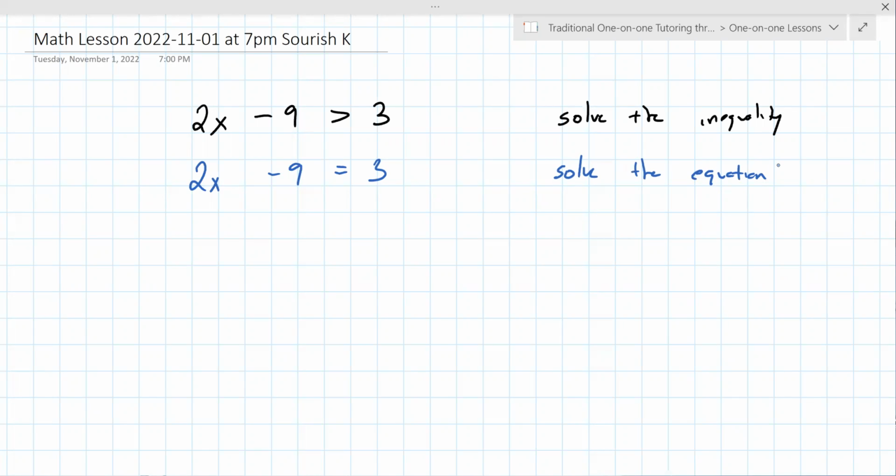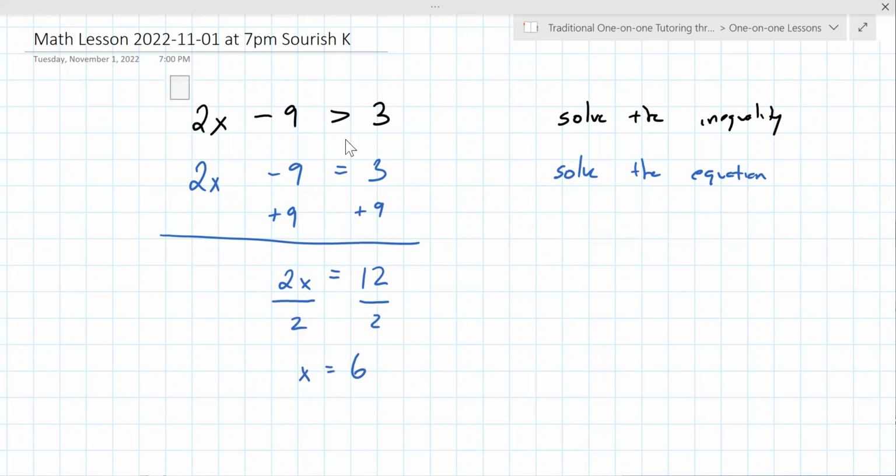You should just add. What do you add to both sides? By 9. Okay, so you're going to add 9 to both sides. Very good. So this is 2x equals 12. Okay, and now what do you do? What do you divide both sides by? By 2. So x equals 6.